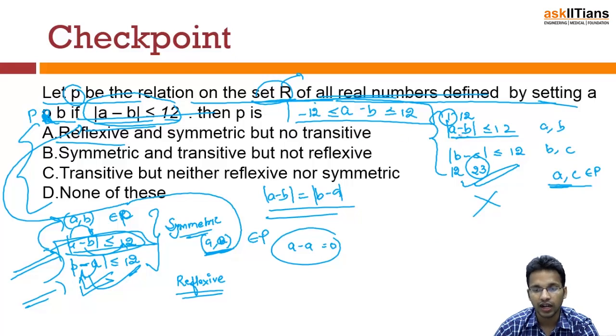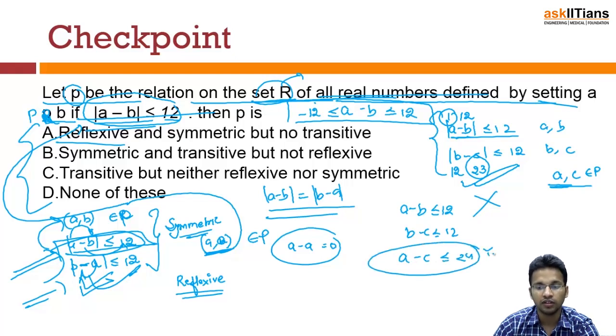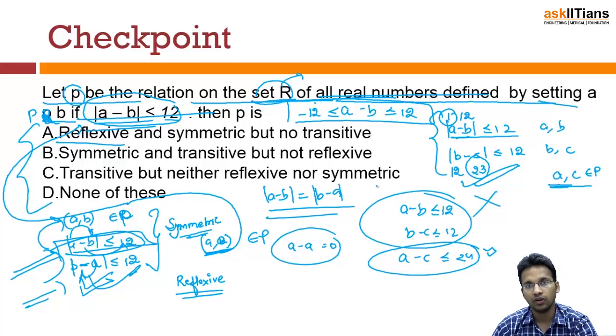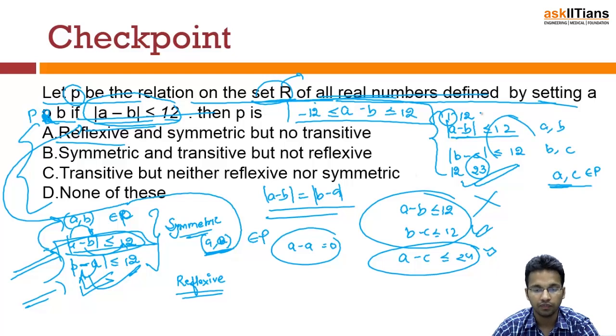And again, if you see that |A minus B| less than 12, and |B minus C| less than 12, and then you would have added the same case, you would have got |A minus C| less than 24. So this is the possibility for one case, like when everything is positive. So for this case itself, it's not following the rule of 12. So you can say that it's reflexive, symmetric, but not transitive. So A is the correct choice.